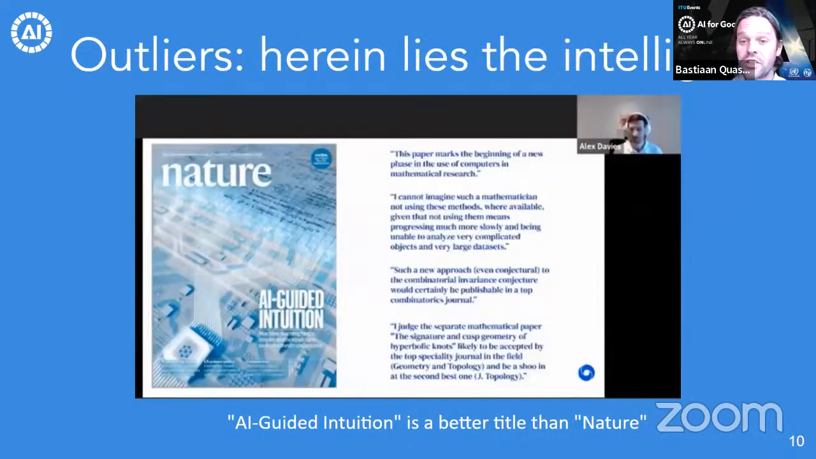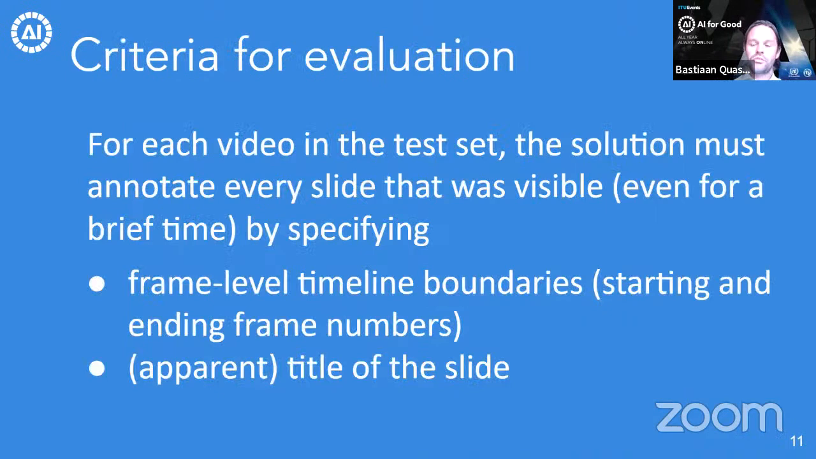So here we see the large text, which is the title of the paper, Nature. But Nature, of course, is not the title of this slide. And so the phrase AI guided intuition would be a better fitting term here, which is the title of the article that they're talking about, rather than the title of the journal as a whole. This is more complex, and we expect that models that participate in this challenge can also distinguish when these types of scenarios occur.